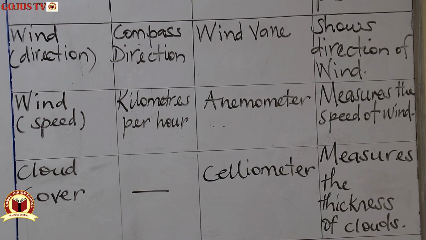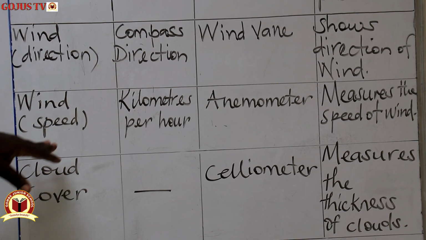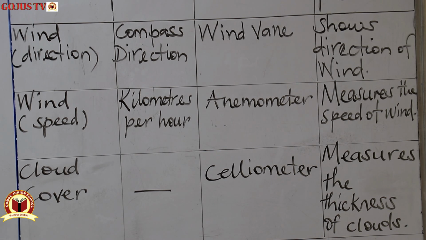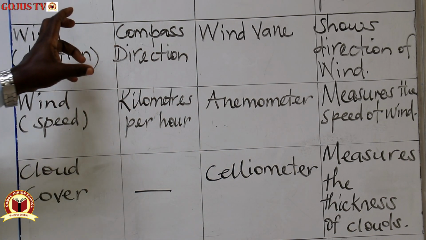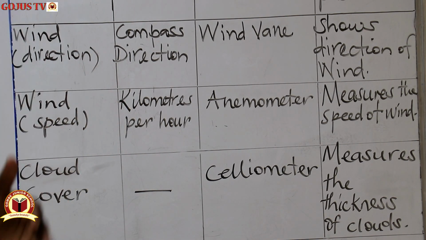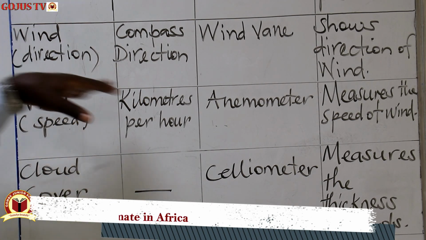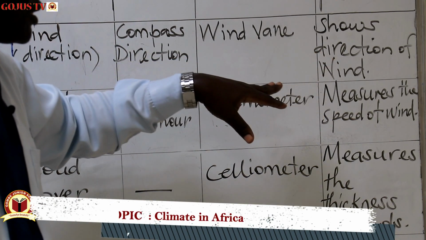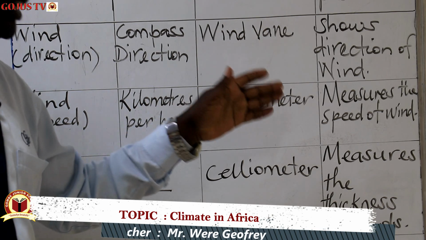Wind. Wind is measured in two different ways. You can measure wind direction, then the speed. The instrument used to measure the direction of wind is known as the wind vane. And we always use compass directions as units. That is north, south, east, west, and even these other points. So the wind vane shows the direction of wind. It does not measure, but it shows the direction of wind.